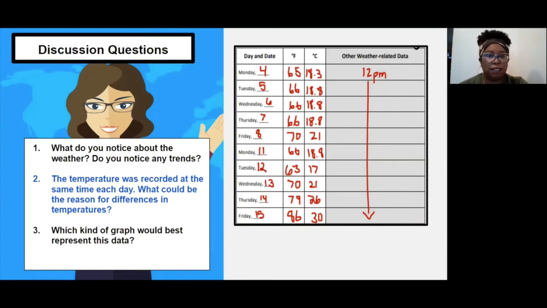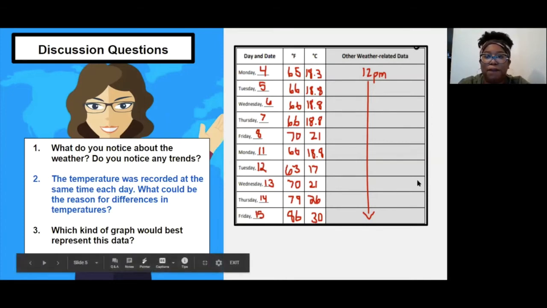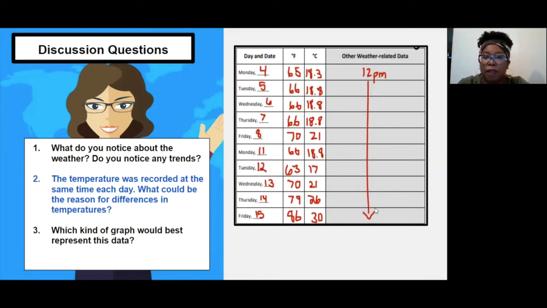So turn and talk. Take a few minutes, press pause if you need to, and share your answers or share your thoughts with your family member. And then when you're ready, join me so we can talk a bit. Okay, what do you think? Let's share a bit. Number 1, what do you notice about the weather? Do you notice any trends?